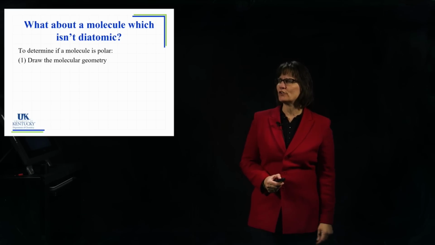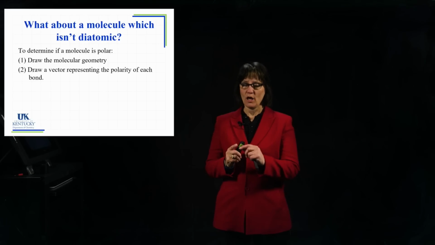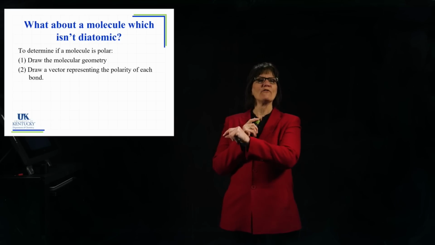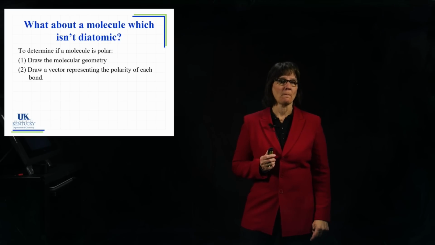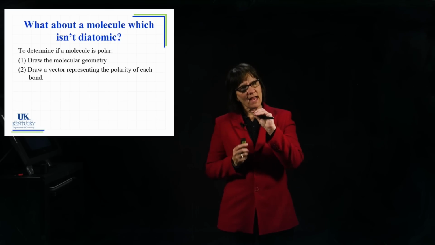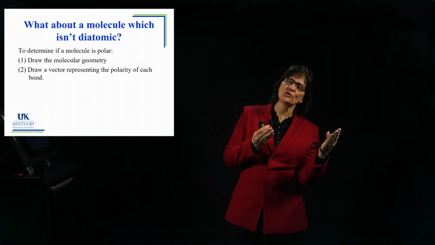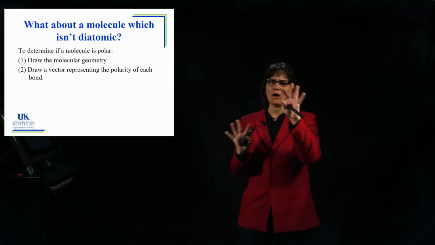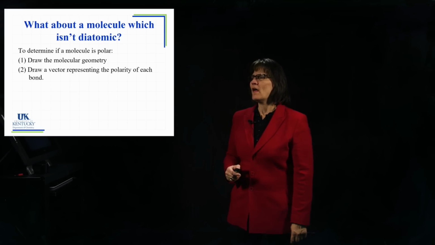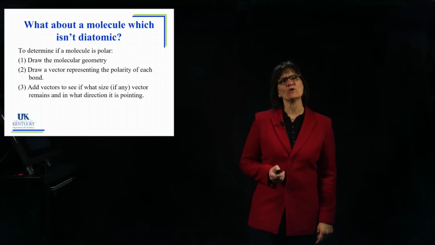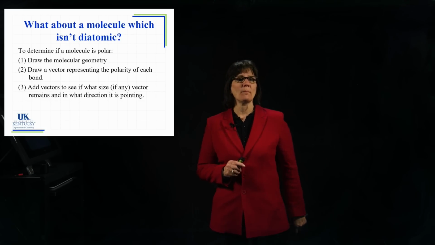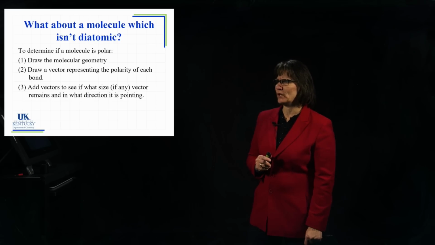But once you have the molecular geometry and you draw out your shape, the next thing that you're going to do is start adding those vectors in. You're going to draw one vector for every bond in that molecule, and you're going to make that arrow point away from the least electronegative atom towards the most electronegative atom. And you're going to do that all over that molecule. The third thing you're going to do is add those vectors together. And we're going to talk about adding vectors as we go through here.